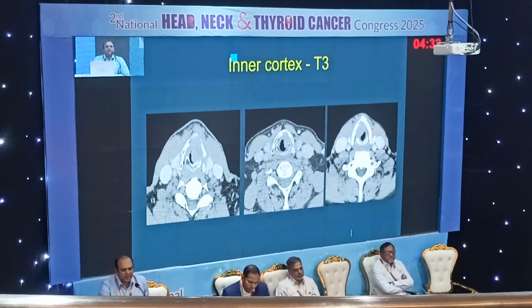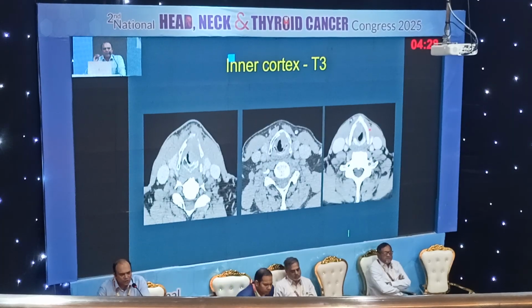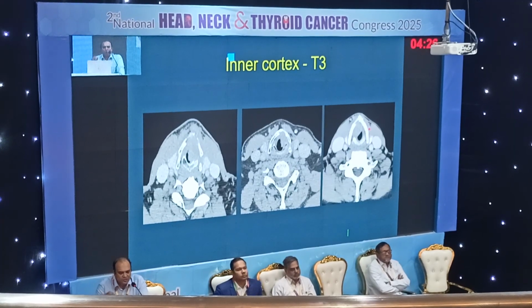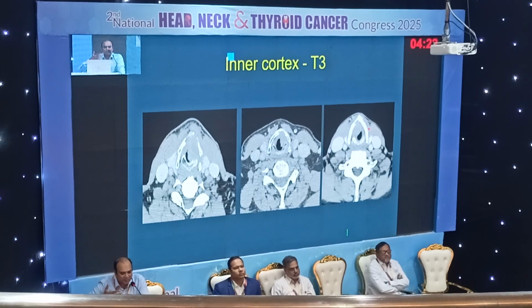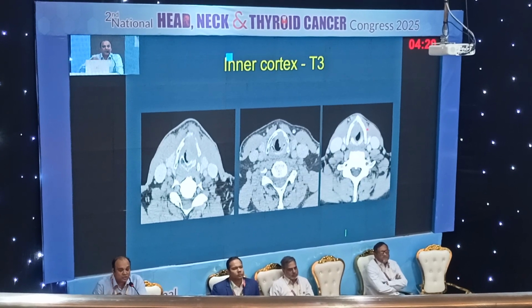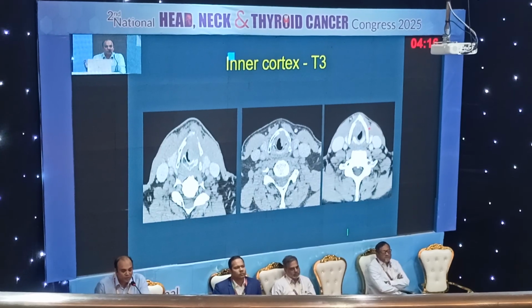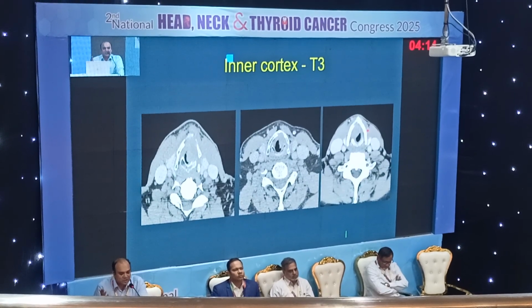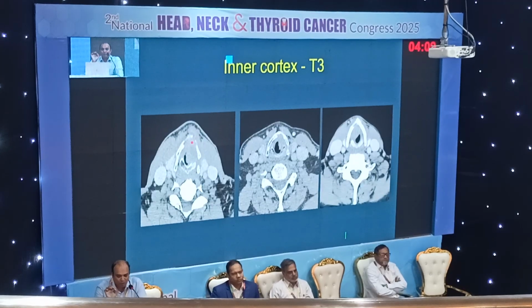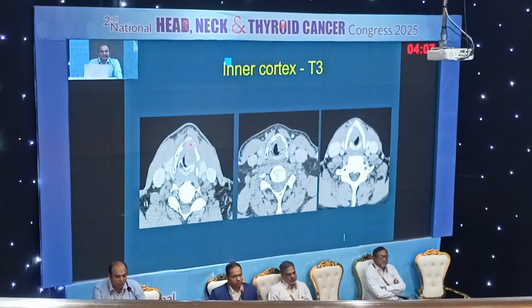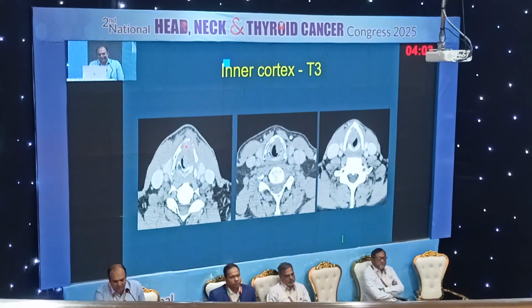The other thing you have to bear in mind is whether you are dealing with an inner cortex involvement. Whenever you see inner cortex involvement, always ensure that you have a thin slice CT scan. We use 0.6 to 5 mm. Then ensure that it is not T4A, because whenever there is through-and-through cartilage involvement, that patient should undergo total laryngectomy. Otherwise, the patient can be taken for chemoradiation. Here you can see, always look at the thyroid cartilage in the bony window also, and you can see that there is involvement.